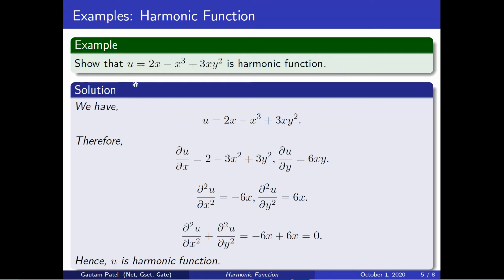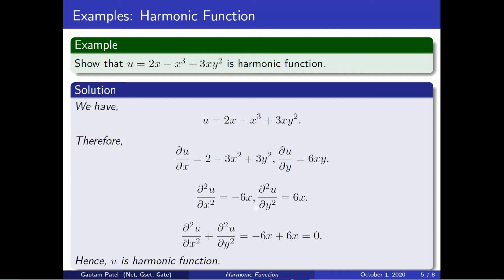The example is: show that u equal to 2x minus x cube plus 3xy square is a harmonic function. So we prove that it satisfies the Laplace equation. We have u equal to this given function of x and y. Therefore, the first partial derivative of u with respect to x is 2 minus 3x square plus 3y square, and with respect to y is 6xy.